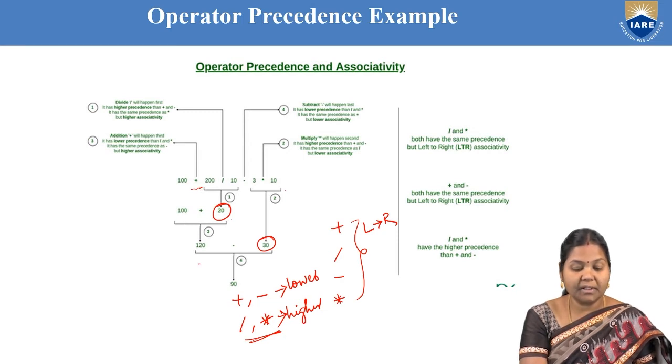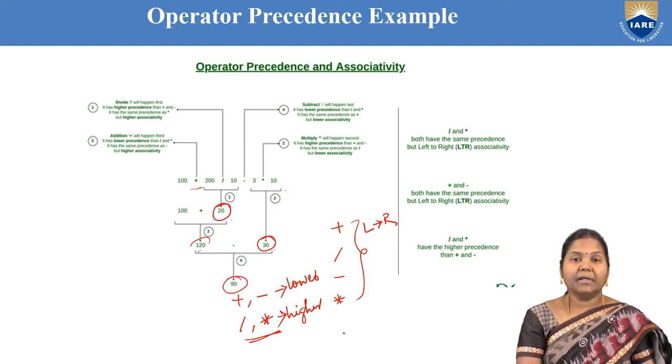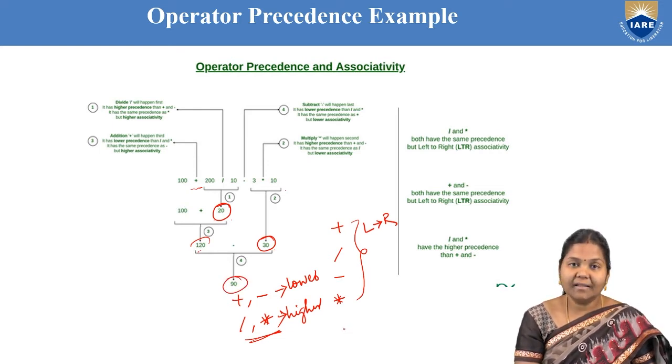So 100 plus 20 is 120. This is the third step, and the final step is that minus will be applied, and the answer will be 120 minus 30, which is 90. So this way, the precedence of the operators and their associativity is checked and applied.